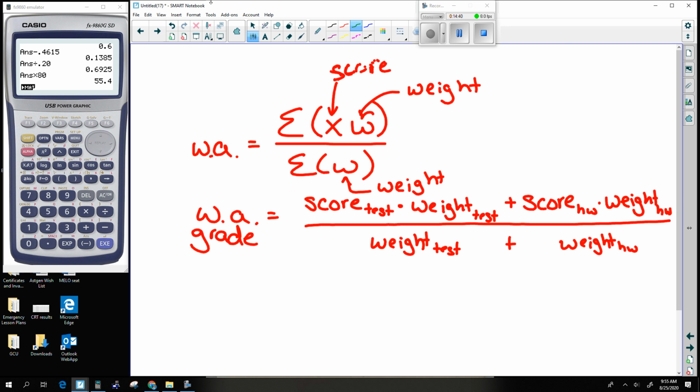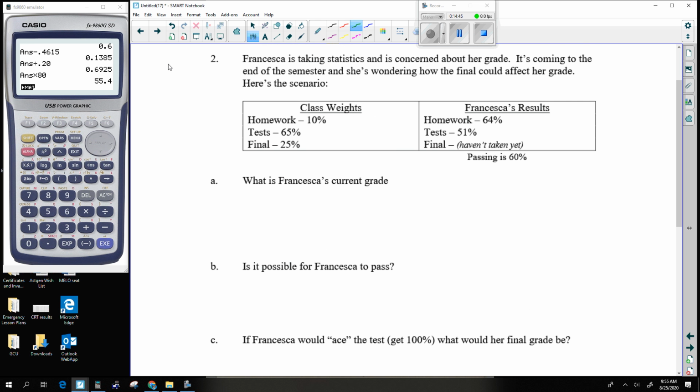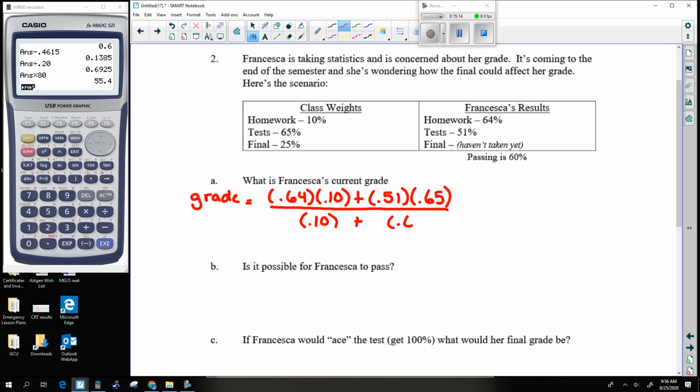All right, let's go ahead and whip through question 2 and get out of here. So Francesca this time, same scenario. Let's go to work. So what is Francesca's grade? So again, we multiply the scores with the weights. So let's go with homework, the tests, and then we haven't taken the final yet, so that doesn't get part of this calculation, divided by just purely the weights.